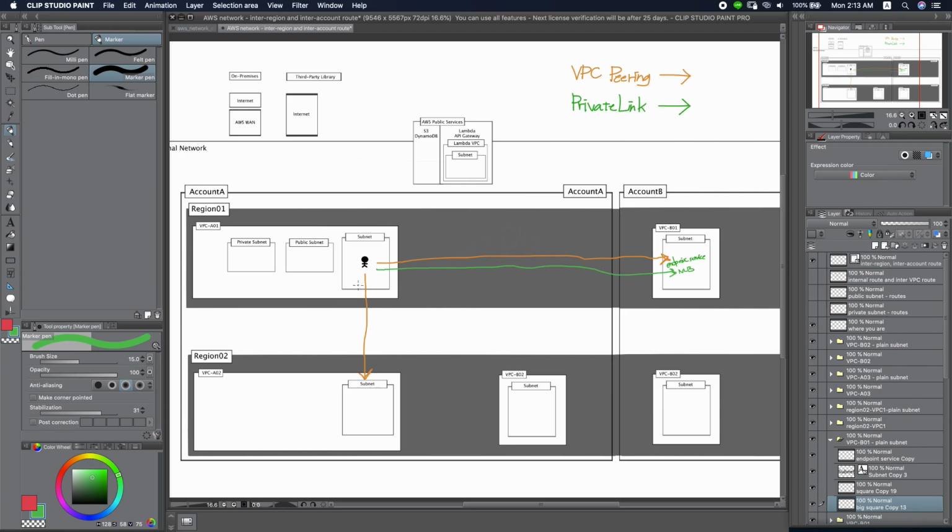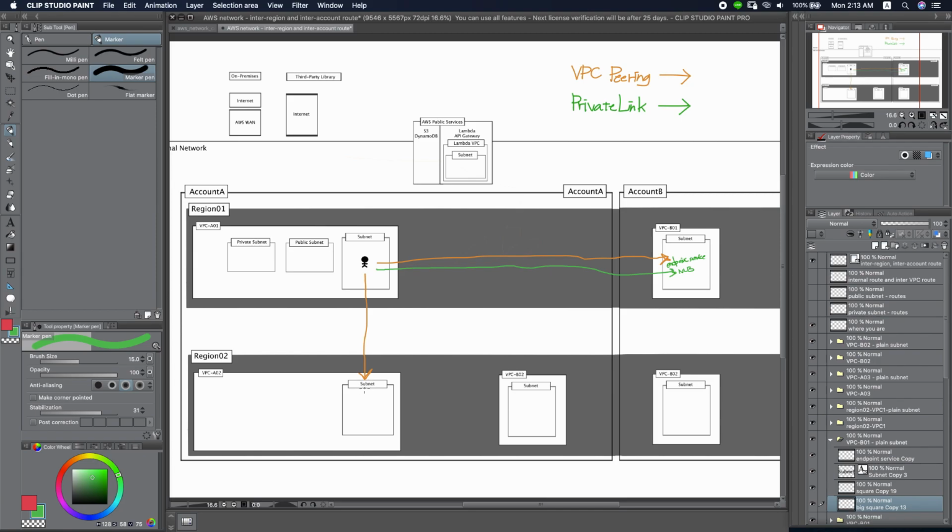Next, how about the traffic for the cross-region traffic? Can we use PrivateLink? The answer is no. For cross-region traffic, we can only use VPC peering.